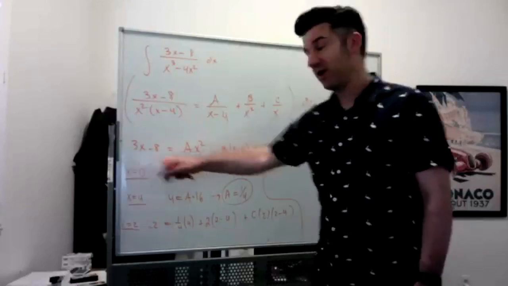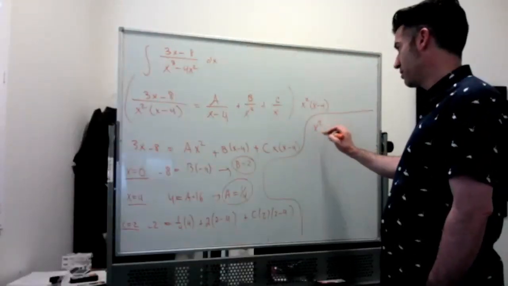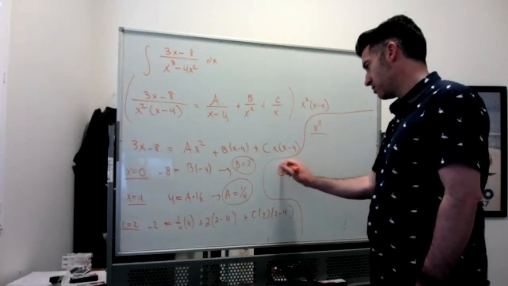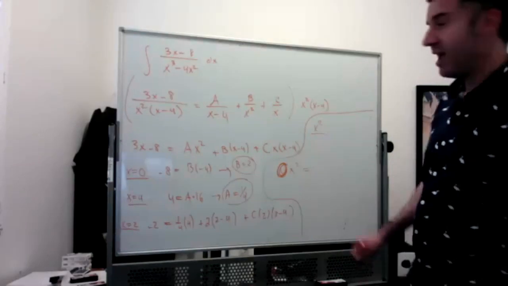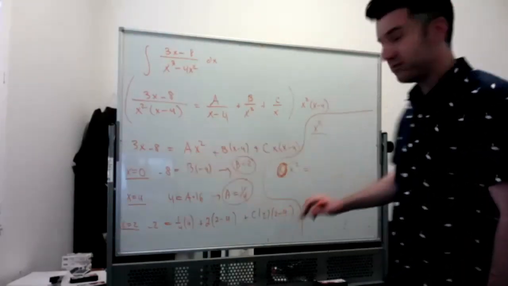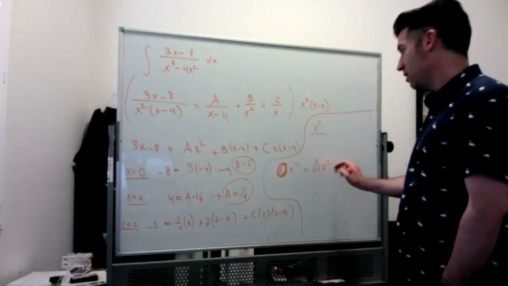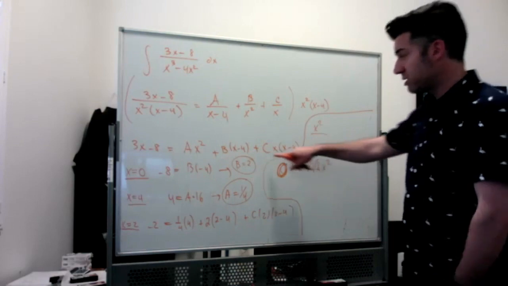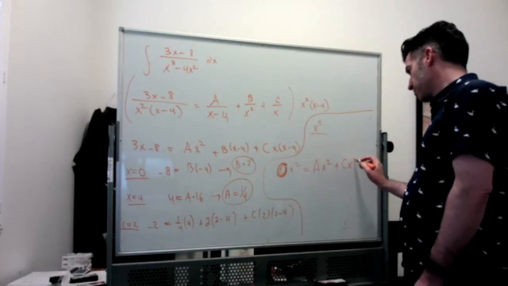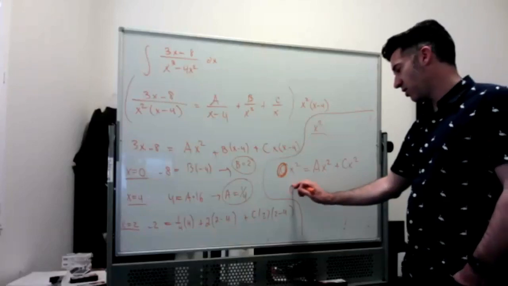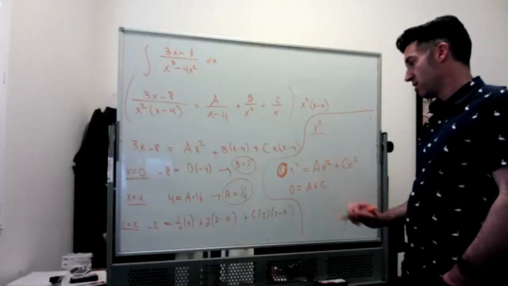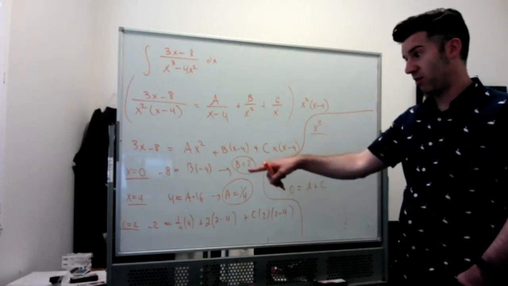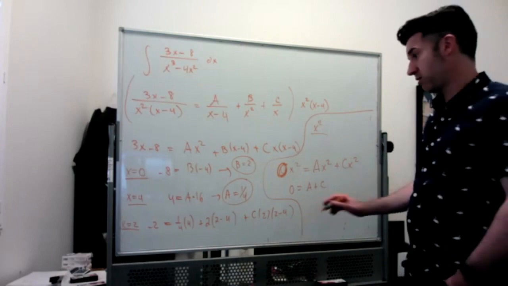None. None, right? So I have 0x squared on the left. All right, it's a 0, believe it or not. And on the right, I have an ax squared. I don't have a bx squared. I have a bx and a b times -4. But I do have a c times x squared. So that means that 0 has to equal a plus c, because the amount of x squared on the left has to equal the amount of x squared on the right. Well, I know a is 1/4, so I know c has to be -1/4.